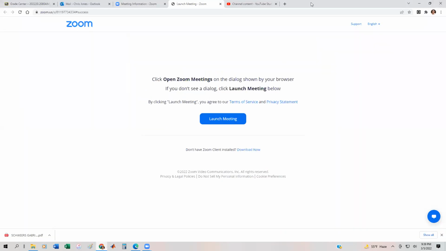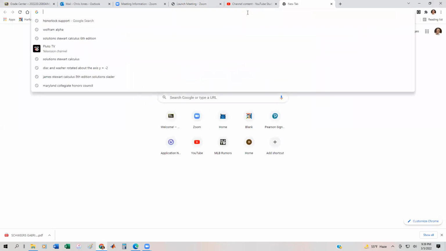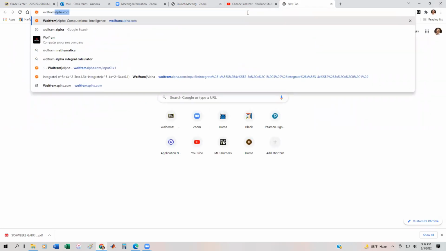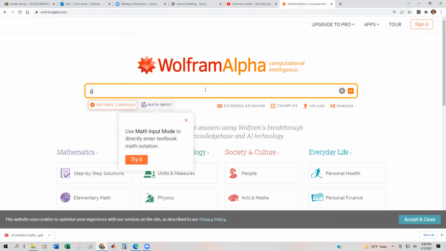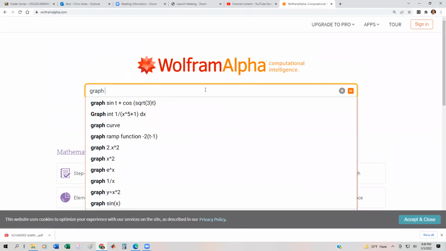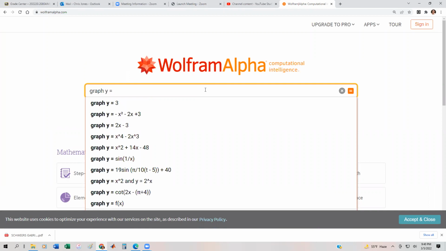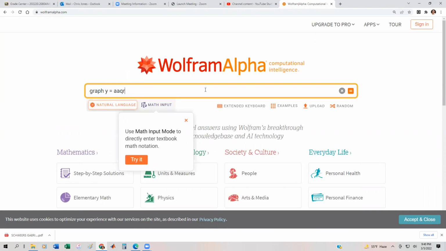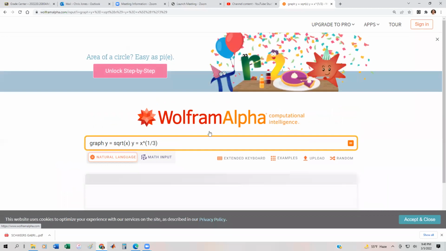I'm going to go to our friend Wolfram Alpha, and let's graph y equals square root of x, and y equals x to the 1/3 power. Don't forget you're going to put in parentheses. Let's see what happens.